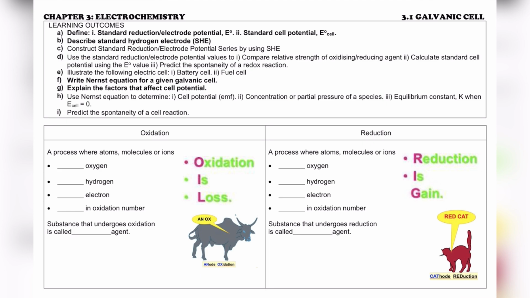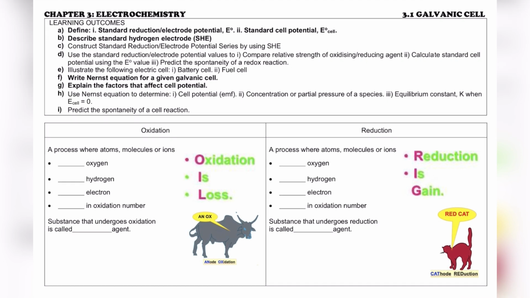So oxidation is a process where atoms, molecules, or ions gain oxygen. So I'm going to put it as gains oxygen, but this oxidation process will lose hydrogen, lose electrons, and the last one, it will have an increase in oxidation number. So the substance that undergoes oxidation is what we call the reducing agent, the opposite to the name of the process.